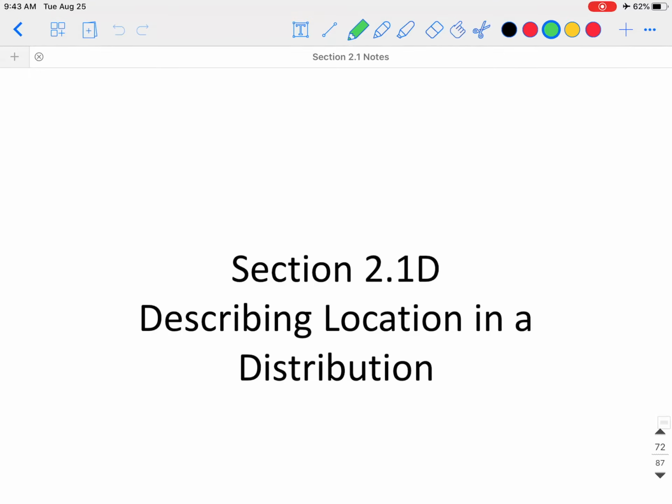This is section 2.1, part D, describing location in a distribution.